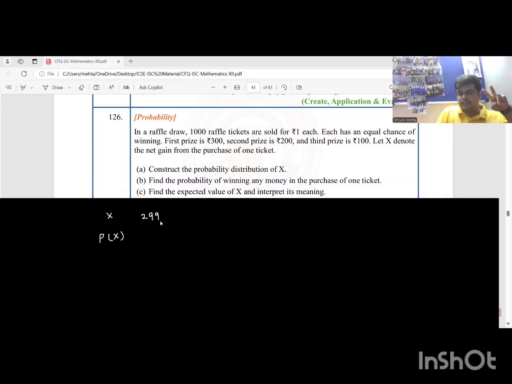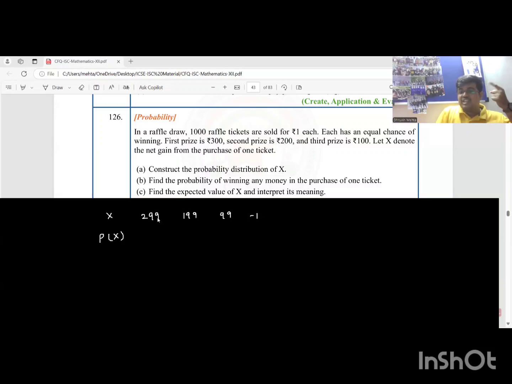Further, students, for the second prize, I'm investing 1 rupee. If I get the second prize, I get 200 rupees. So therefore, that is 199. If I get the third prize of rupees 100, that will make the net gain 99. If I don't win the prize at all, so that, students, means it is minus 1. I've invested 1, it's gone. So the value of X, the net gain, is minus 1 rupee. So 1 rupee loss, basically.